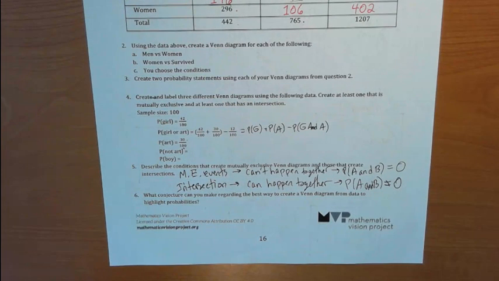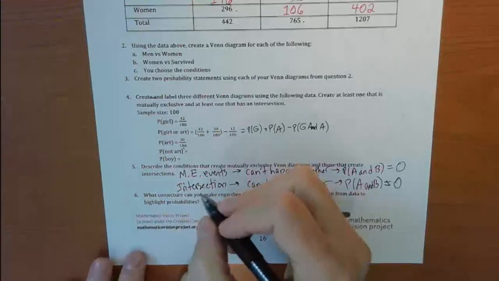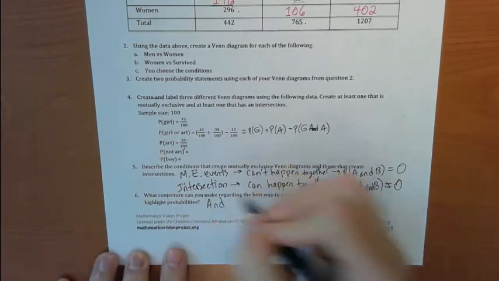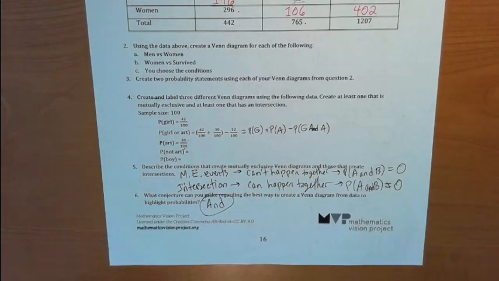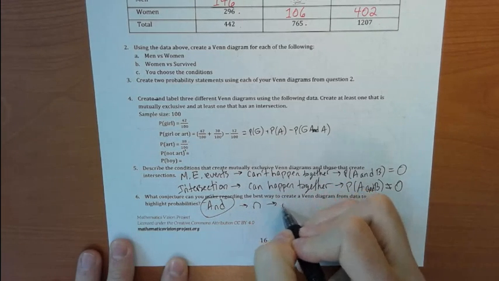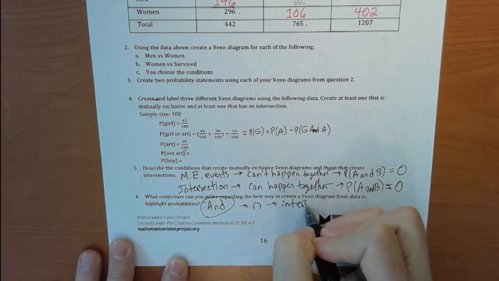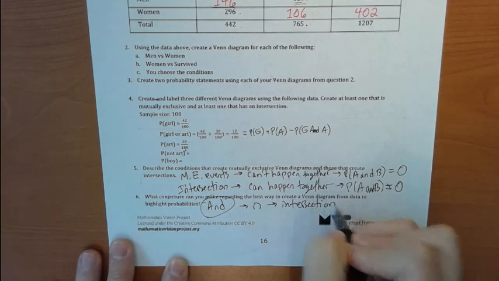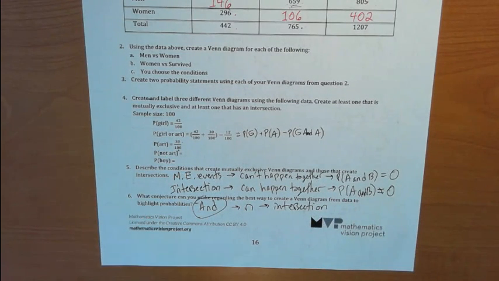So lastly, you want to think about Venn diagrams as far as highlighting probabilities. They can highlight the and probabilities, where you have intersection. So remember, and and intersection all mean the same thing. And that's an important thing to remember.